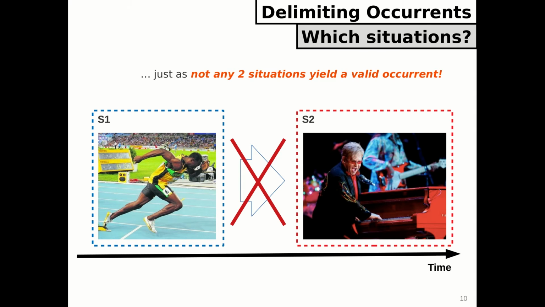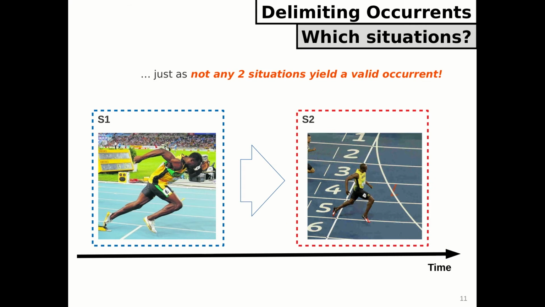We could say the same about occurrence. It's not any two situations that would make a valid occurrent. For example, if you take a situation in which Usain Bolt is taking the first step on a run, and a later situation in which Elton John in another place is playing the last chord of a song, we wouldn't say that there's an occurrent that's a transition between these two situations. However, for sure, we would say that there's an occurrent that's a transition between a situation in which Usain Bolt is taking the first step on a run and the situation in which Usain Bolt is crossing the end line of this run.